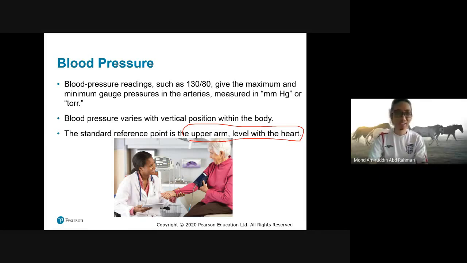Also, maybe you can try to measure your blood pressure at your leg, to prove that blood pressure is related to the height. You will see the difference in the reading. You can try that.